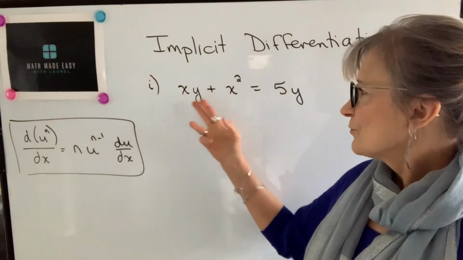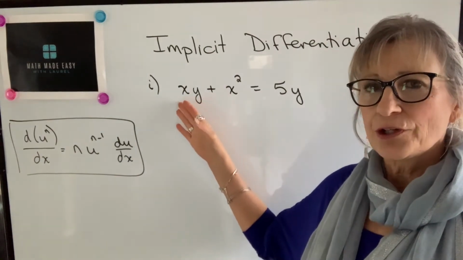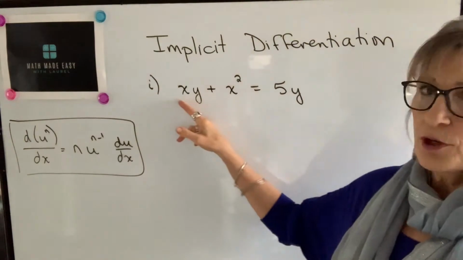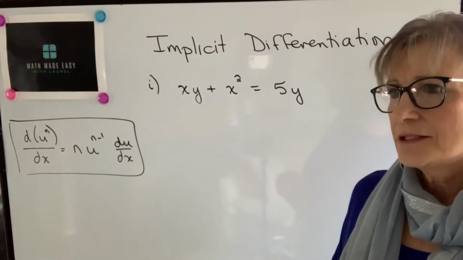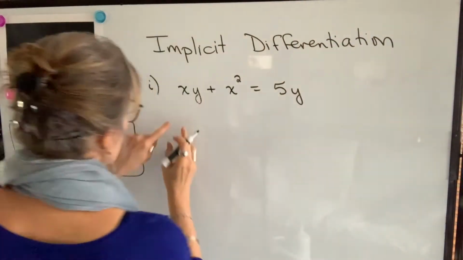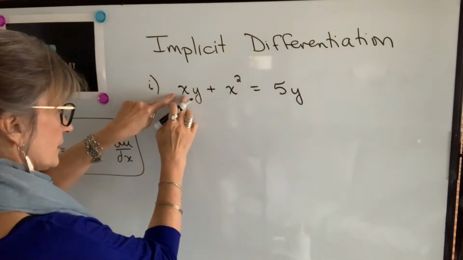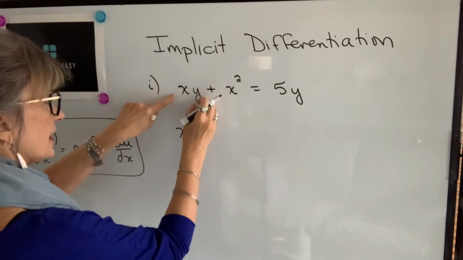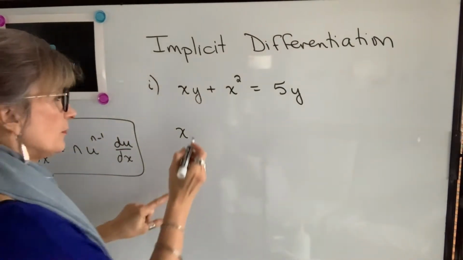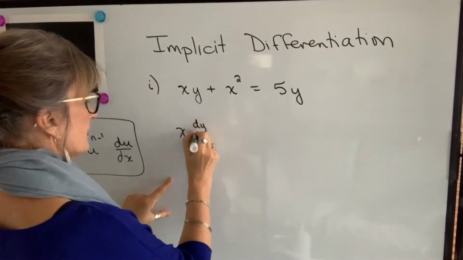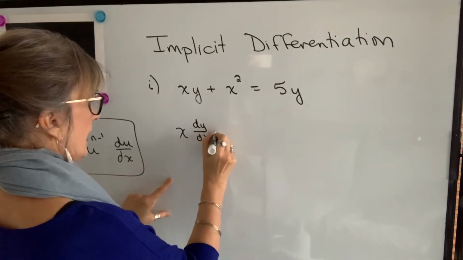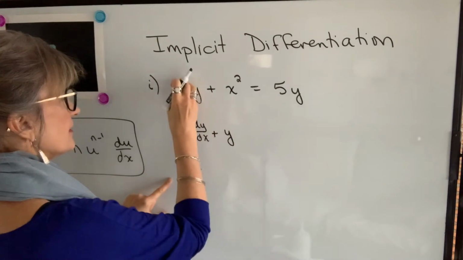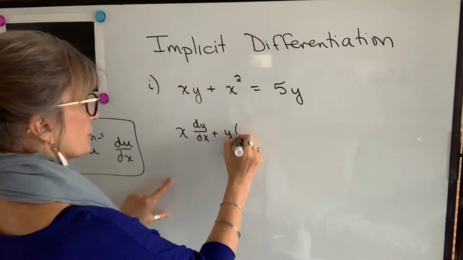So sometimes your functions are going to look like this, where you're going to have products. So remember, we have to use our product rule on this. And our product rule says that we take this first factor, which is x, and multiply by the derivative of the second factor. The derivative of y with respect to x is dy dx. And then we add y, the second factor, times the derivative of the first factor, which is a 1.